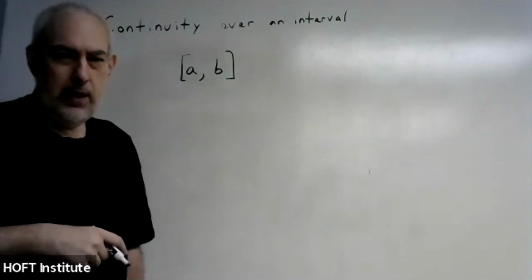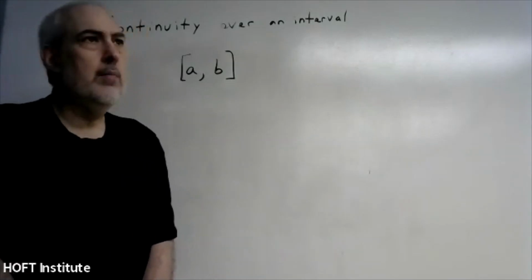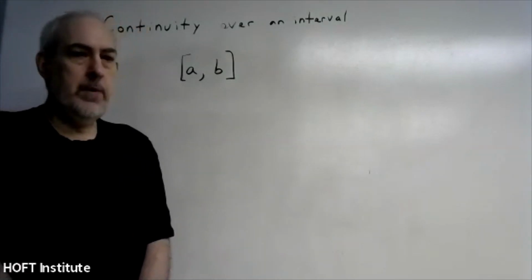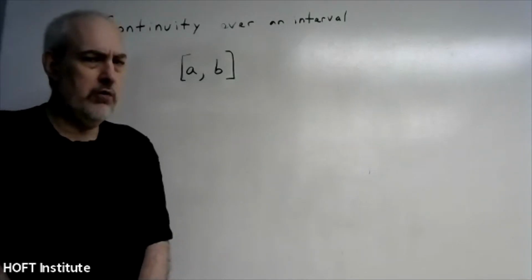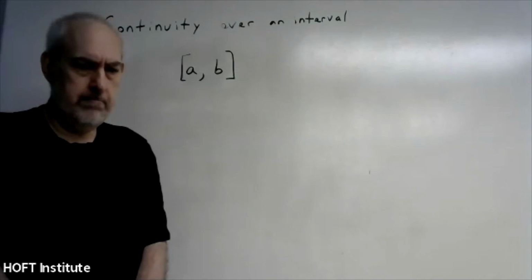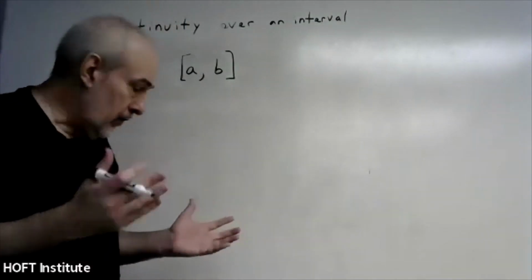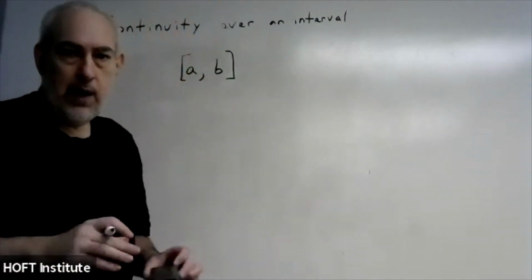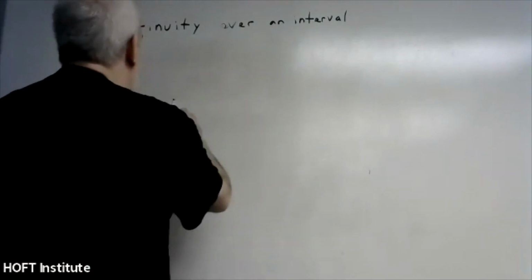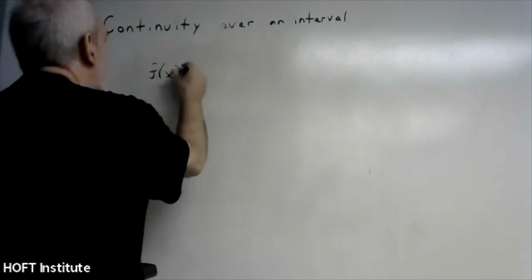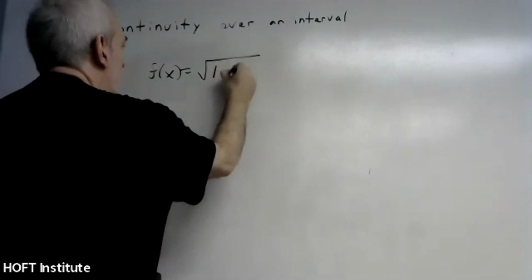Okay, so now with a closed interval, we have to be a little bit careful. We're not going to say that the function is continuous for all x between a and b and including those two endpoints a and b, because we may run into some problems that way. Let me best describe this by looking at an example, and I'll describe why it's continuous over a closed interval and what exactly that means. So let's say that we're dealing with the function f of x equals the square root of 1 minus x squared.